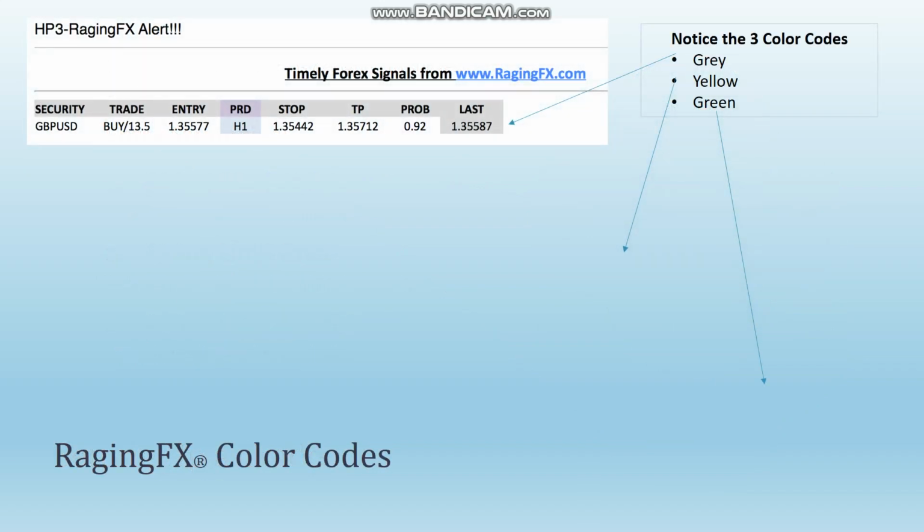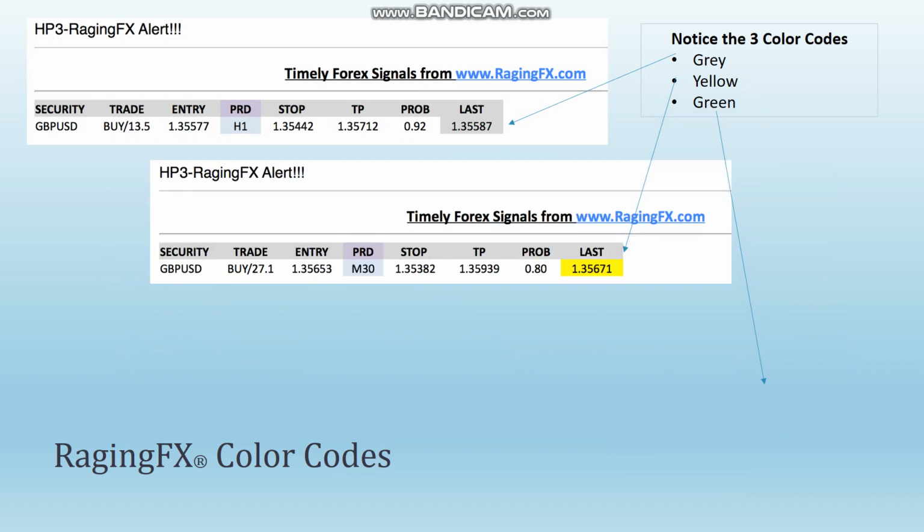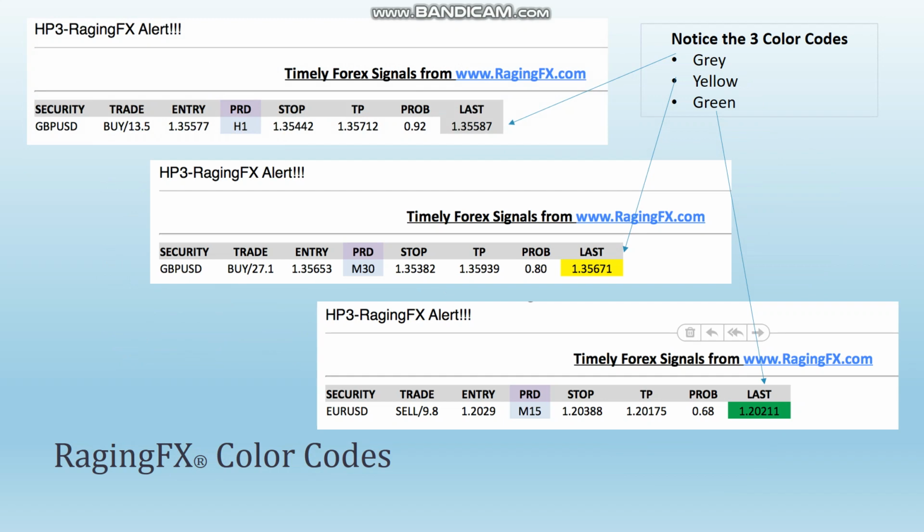To communicate the preferred entry strategy, RagingFX uses a 3-color coded system. They are gray, yellow, and green, and can be easily identified by the color of the cell showing the last quote. Each color represents a different trading strategy, so it's important to look for the color code first when a signal arrives. Let's start with the first color.